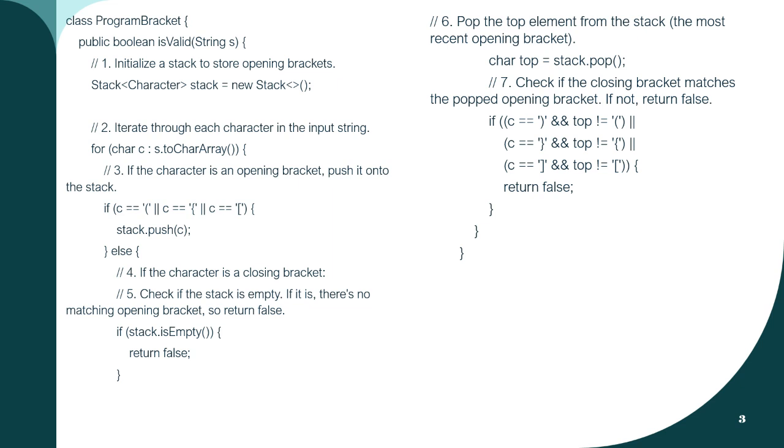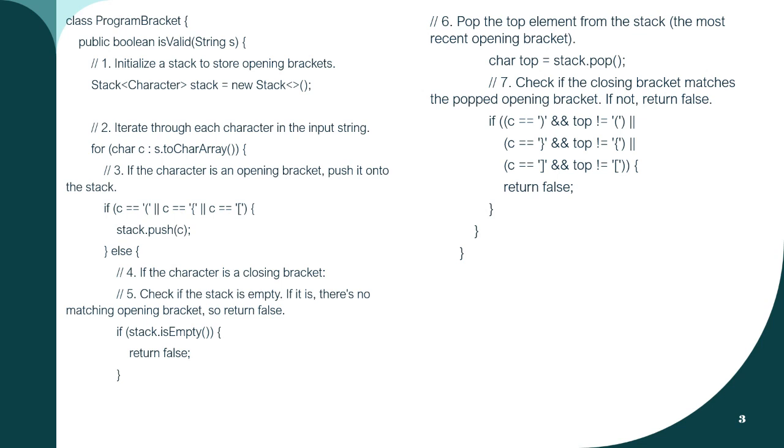Now under the sixth step, I'm going to pop the character over there, and I'm going to check the top element from the stack, which should be the most recent one, okay? Then I'm going to check whether C is a bracket or a curly brace, and if it does not match the corresponding opening bracket, it is not going to satisfy that condition, and it is going to return false.